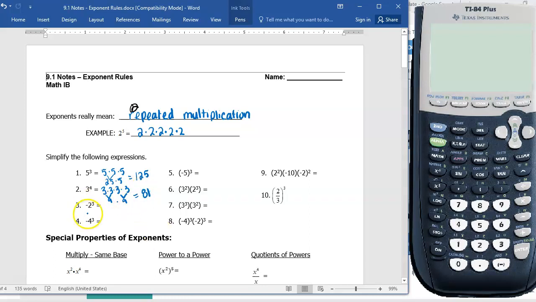Okay? Be careful when you have negatives. Negative 2 to the 3rd power here. That negative is not inside of the parentheses. This is going to be negative 2 times 2 times 2. Only the 2 is repeated, not the negative. This is going to give you negative 4 times 2, which is going to give you negative 8.